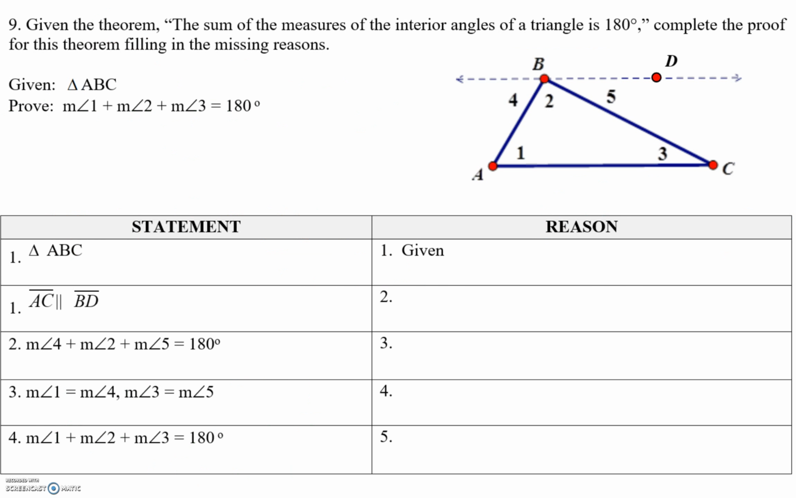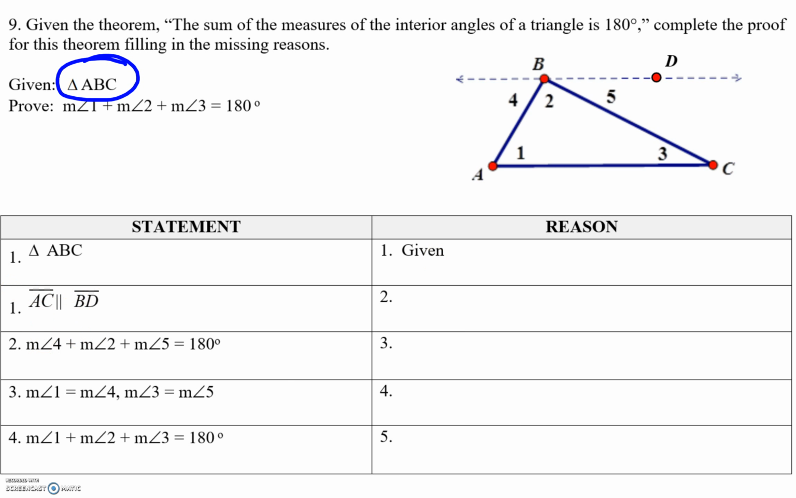Okay, number 9. So we have, given the theorem, the sum of the measures of the interior angles of a triangle is 180. Complete the proof for this theorem, filling in the missing reasons. The only thing that we're given in this is that it's a triangle called ABC. So in our statement, triangle ABC is given.